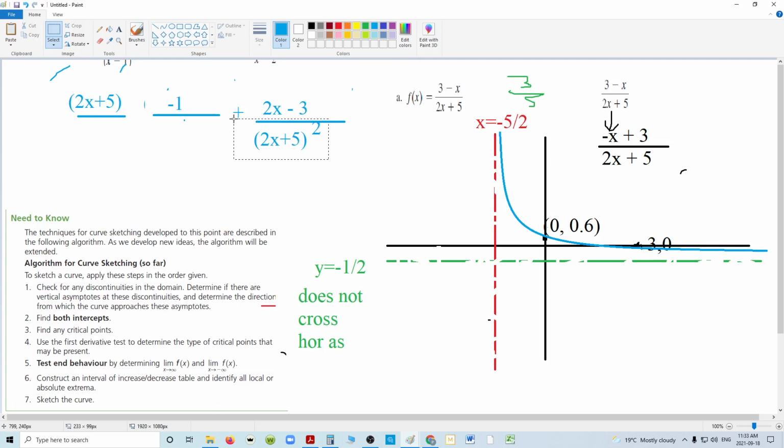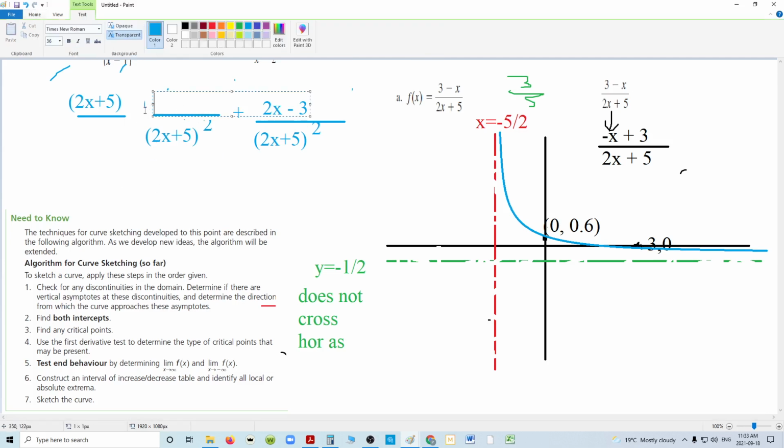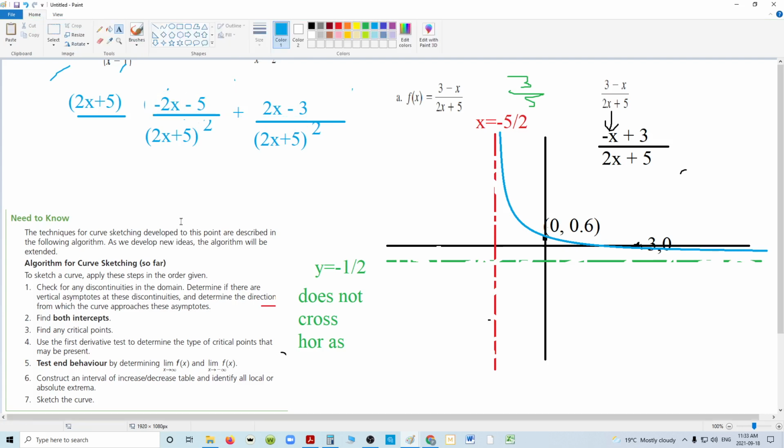I'll try that again. Okay. And it'll make my top, what happens when I multiply 2x plus 5 times minus 1? I get minus 2x minus 5. Great. And sometimes they cancel out, sometimes they don't.